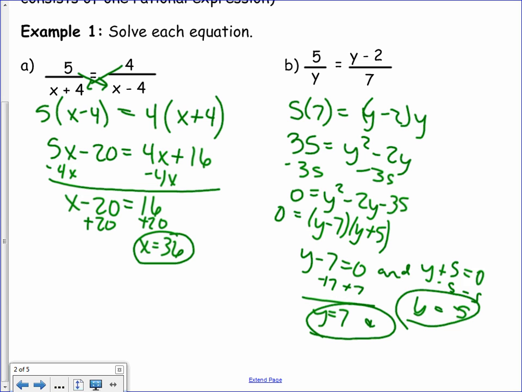We could double check by substituting 7 in. 5 sevenths equals 7 minus 2 is 5, 5 sevenths. So we know the 7 works. For negative 5, this would be negative 1. Negative 5 minus 2 is negative 7. Negative 7 divided by 7 is negative 1. Works too. So both of those solutions do work.